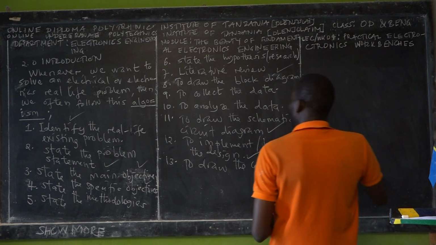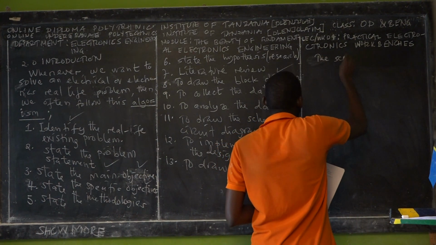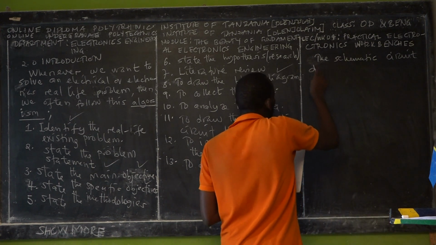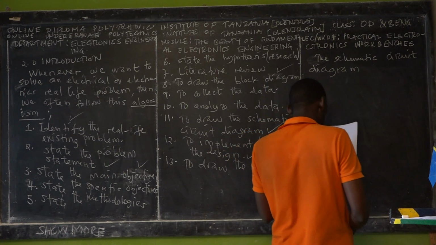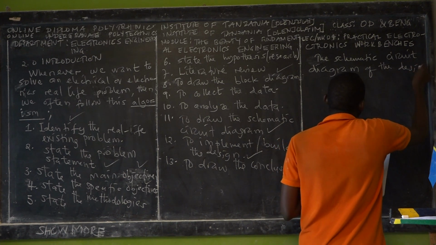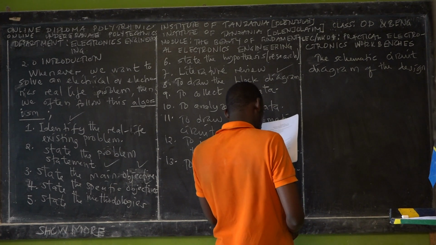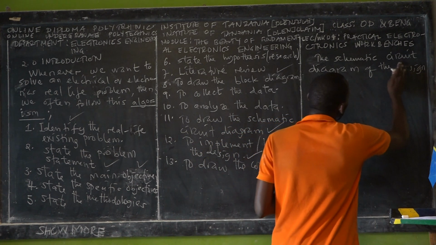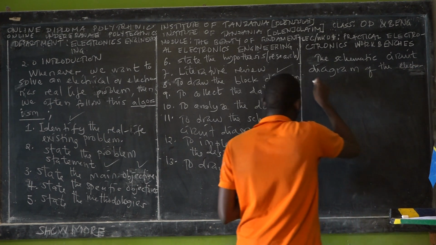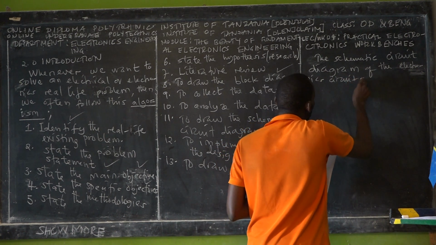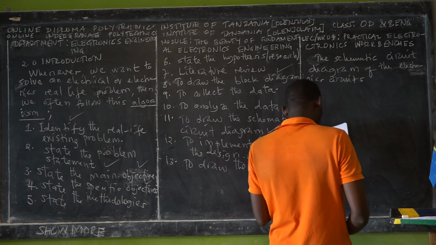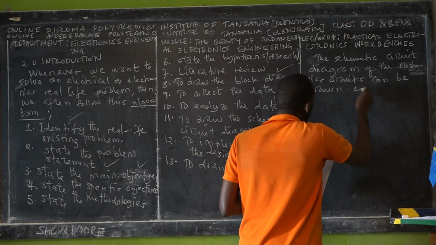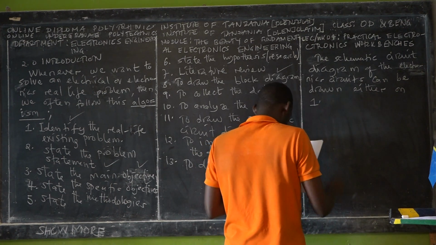So if that's the case, let us now focus on the first part, the schematic. If you have any question, don't hesitate to ask. The schematic circuit diagram of the design or implementation. The schematic circuit diagrams of the electronic circuits can be drawn either on paper.